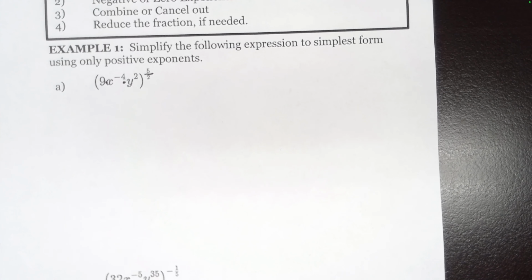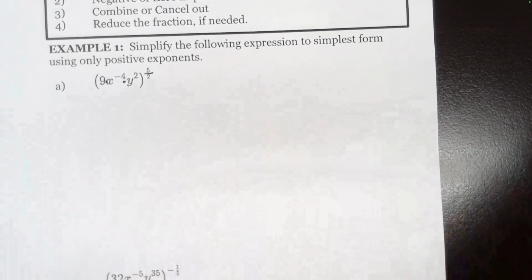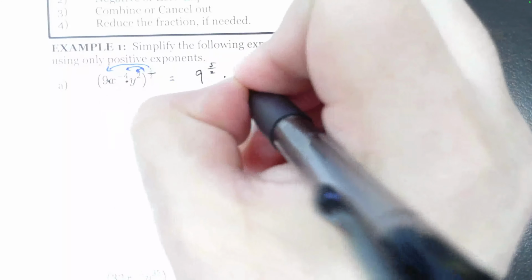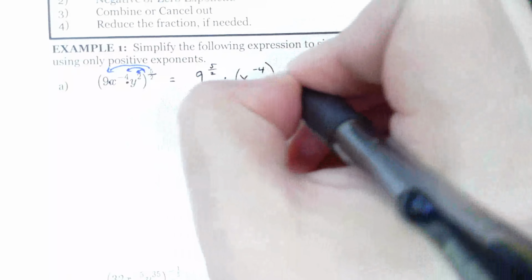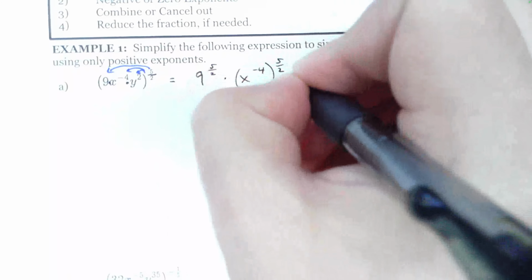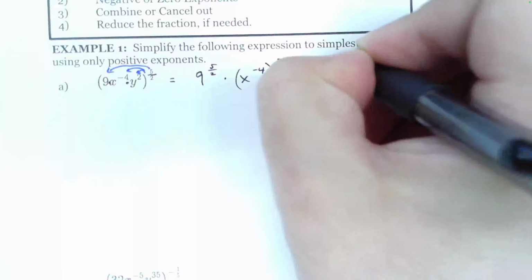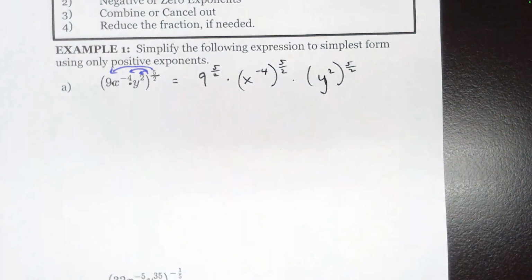Multiply, distribute, right? So I'm going to distribute the power to each of the inside, okay? So this guy, and this guy. So when that happens, I get 9 to the 5 over 2. X already has a power. Y already has a power. Okay? That's the first step.